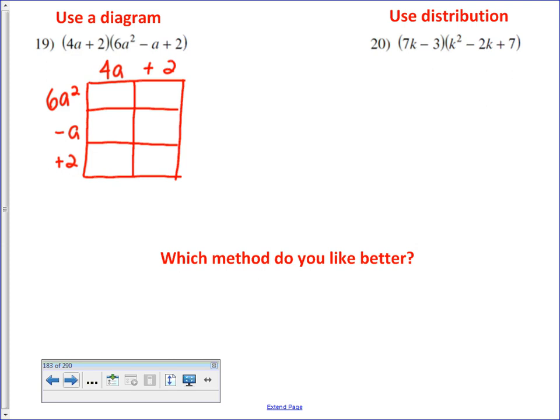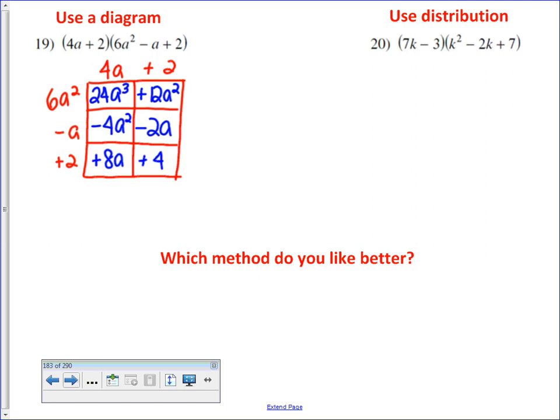6a squared times 4a is 24a cubed. 6a squared times a positive 2 is plus 12a squared. Negative a times 4a is negative 4a squared. Negative a times a positive 2 is negative 2a. Positive 2 times 4a is plus 8a. And a positive 2 times a positive 2 is a positive 4.